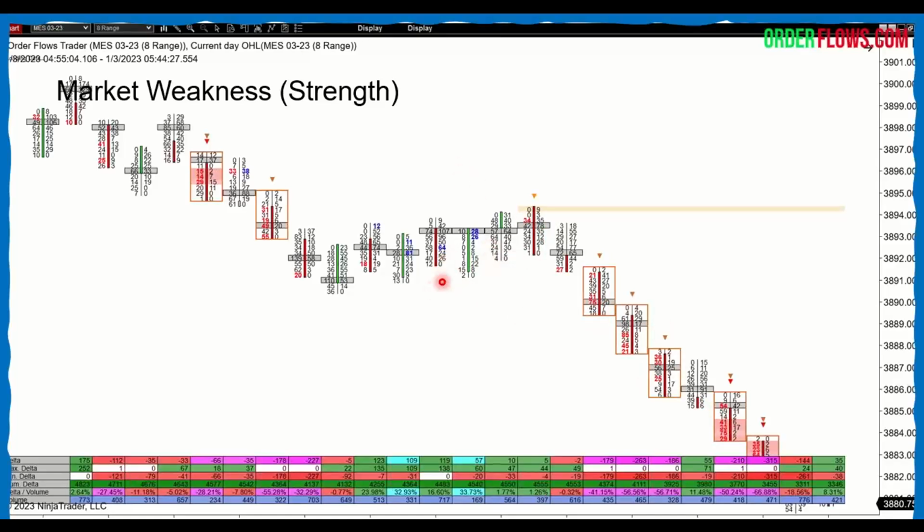So if you're trying to buy this dip, initially I thought it was potentially a nice dip to buy. But by paying attention to how the delta was shaping up, the lack of aggressive buying, getting weaker instead of getting stronger, that's a negative sign. And the market immediately dropped 10 points.